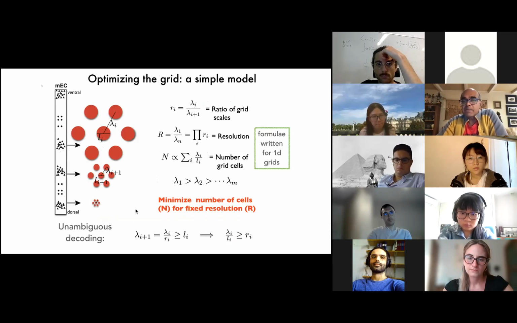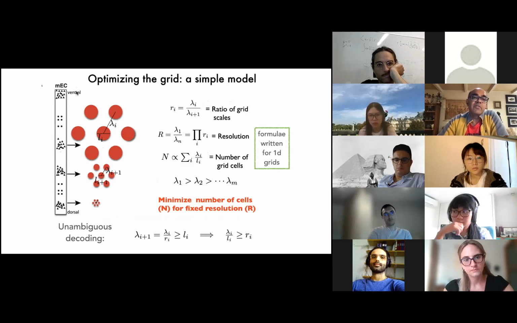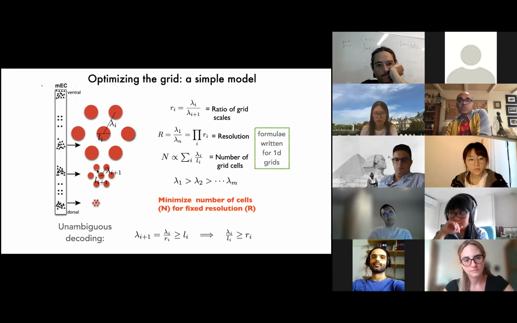So I'm going to formalize the problem in one dimension because it's easiest to write down, and then I'll tell you how to generalize to two or higher dimensions. So here is the dorsal end of the entorhinal cortex. Here is the ventral end of the entorhinal cortex. At the dorsal end, you have fine grids. At the ventral end, you have coarse grids. Let's call the period of the grid lambda i at each scale, and let's call l_i the width of the firing field at each scale.